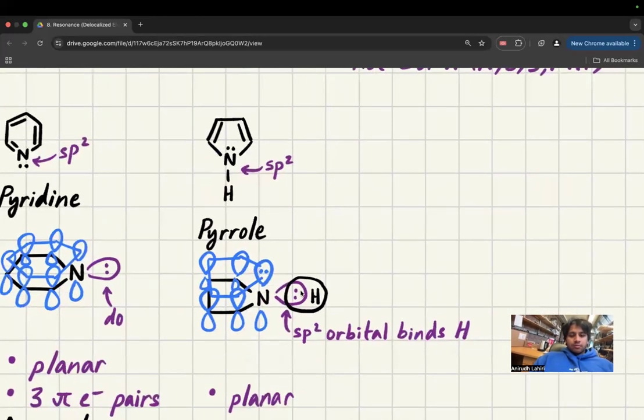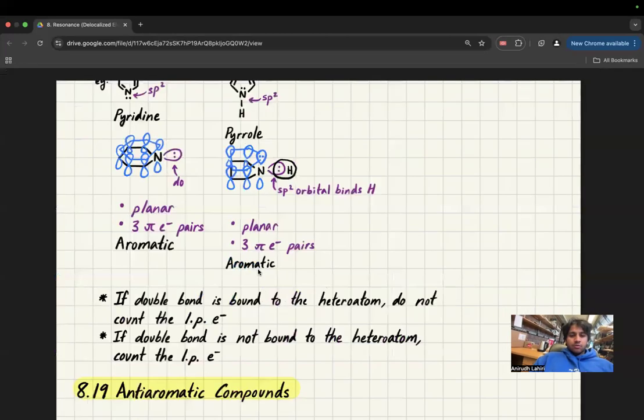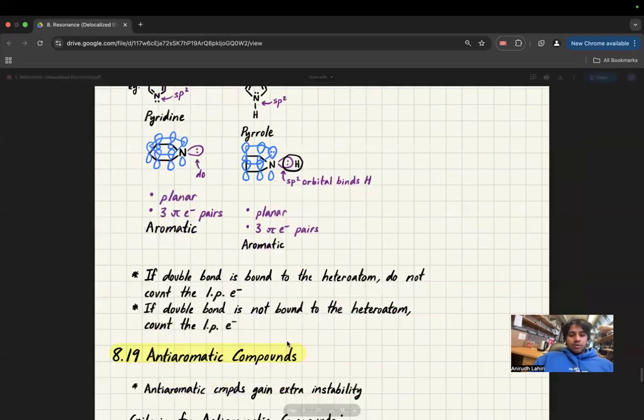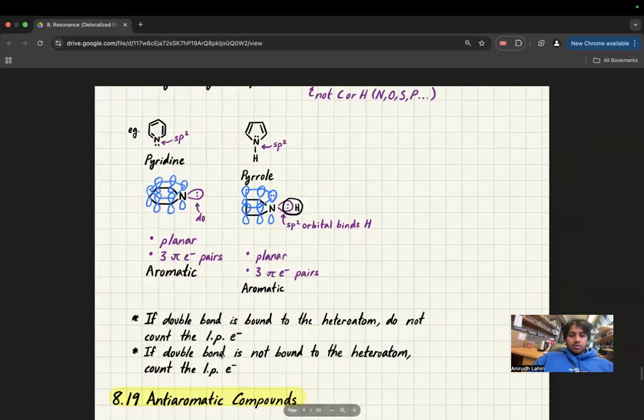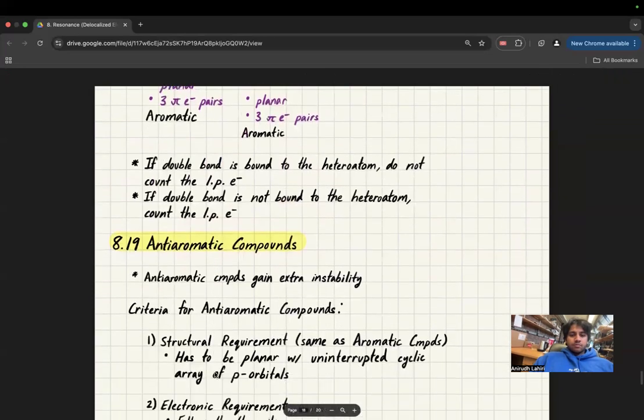One, two, three. The sp2 orbital binds the hydrogen. This is not involved. One, two, three: planar, aromatic. Cool. If the double bond is bound to the heteroatom, do not count the one lone pair of electrons. If the double bond is not bound to the heteroatom, count the lone pair of electrons. Cool.